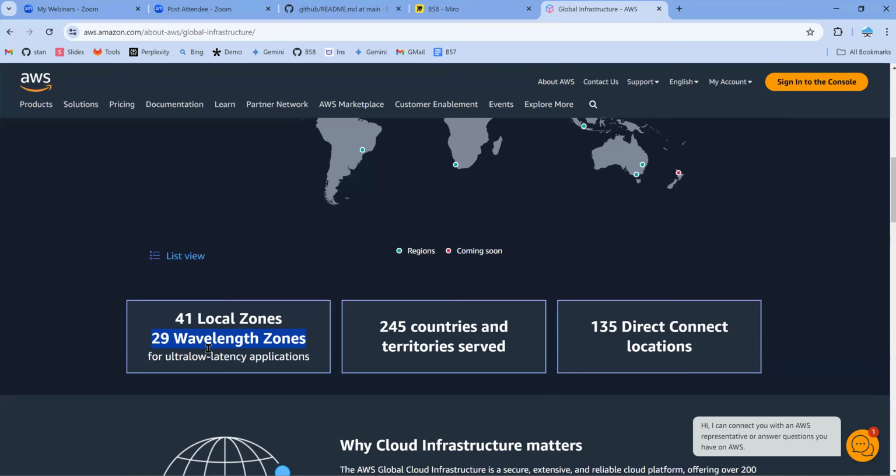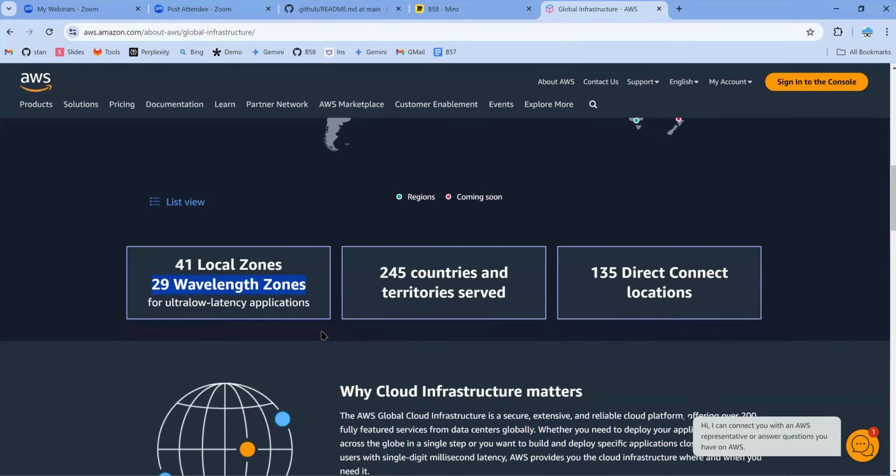They need very fast, very low latency applications which would be running, which would be costly, which is not needed for every customer, only by telephone companies or any networking based companies. They would be using it, and that is called a wavelength zone. It was introduced just 2 or 3 years back.